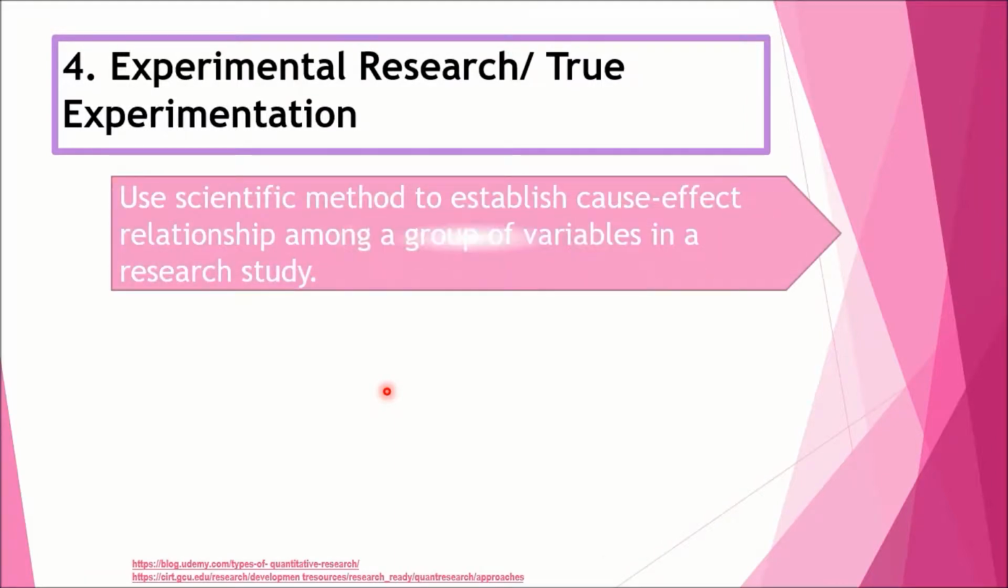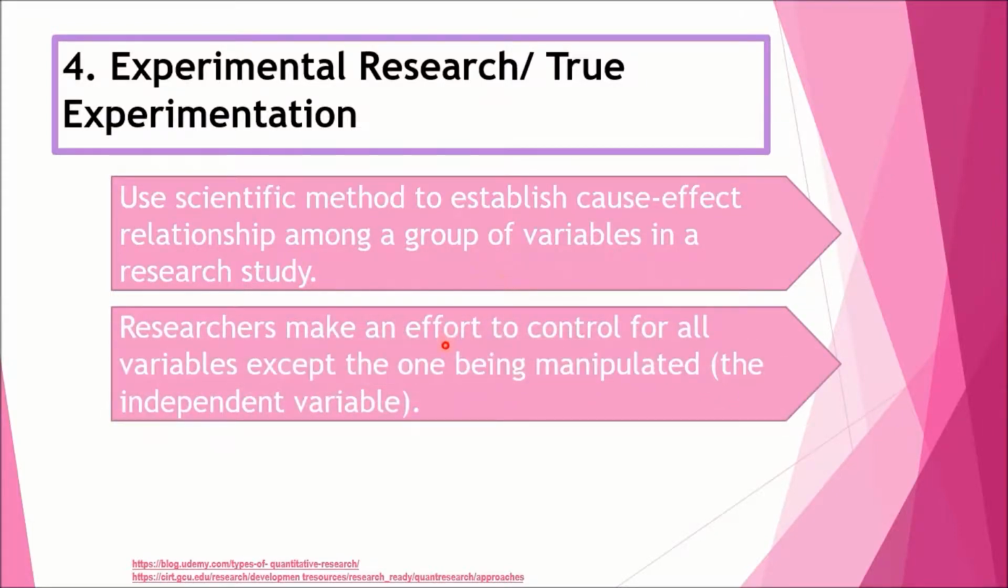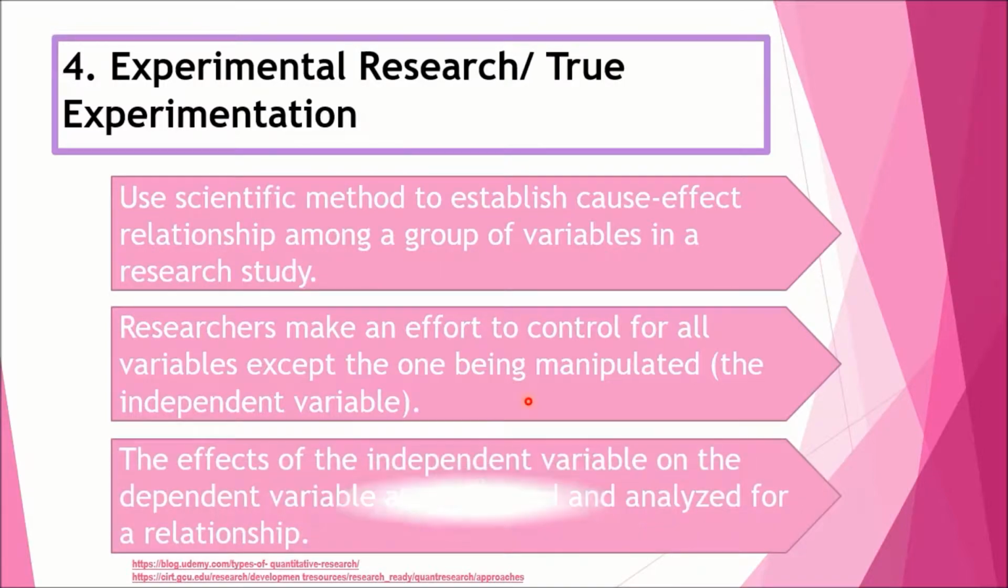Number 4 is the experimental research or the true experimentation. Use scientific method to establish cause-effect relationship among a group of variables in a research study. So researchers make an effort to control for all variables except the one being manipulated, or the independent variable. So the effects of the independent variable on the dependent variable are collected and analyzed for a relationship, kung may correlation ba siya. So gagamit na ng scientific method dito to establish cause-effect relationship.